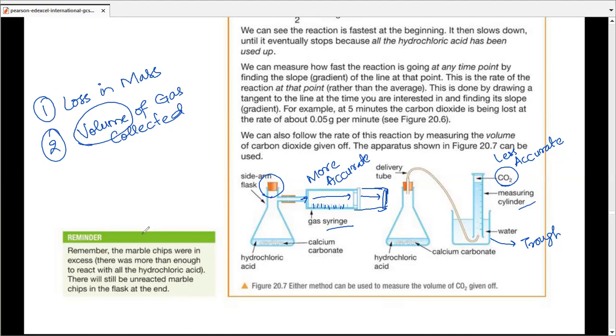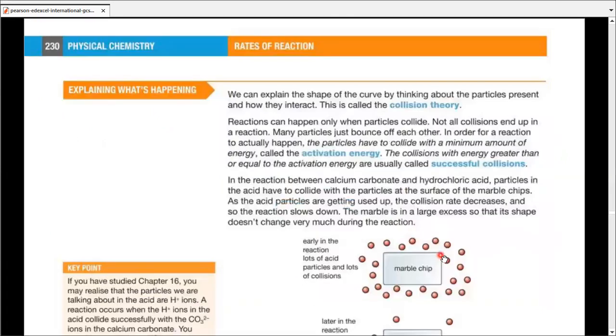Okay. So remember, the marble chips were in excess. There was more than enough to react with all of the hydrochloric acid. So there will always be some unreacted marble chips in the flask at the end of the experiment, whether it's volume of gas collected or loss in mass. This is pretty easy to understand, since it's just a reminder.